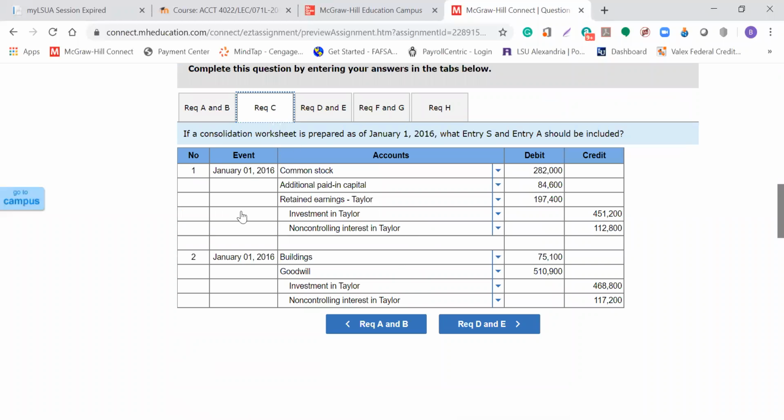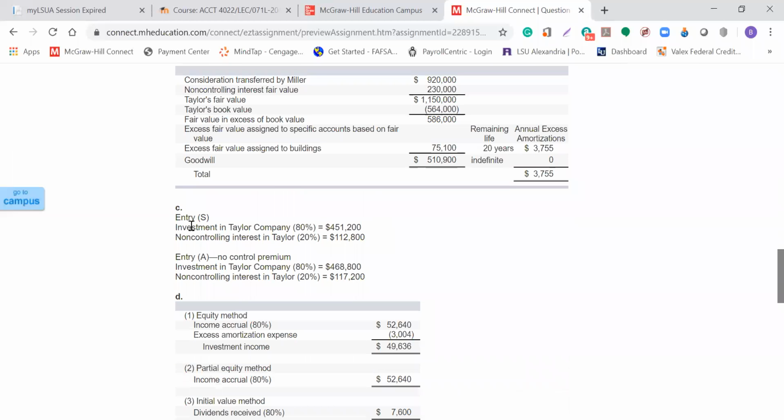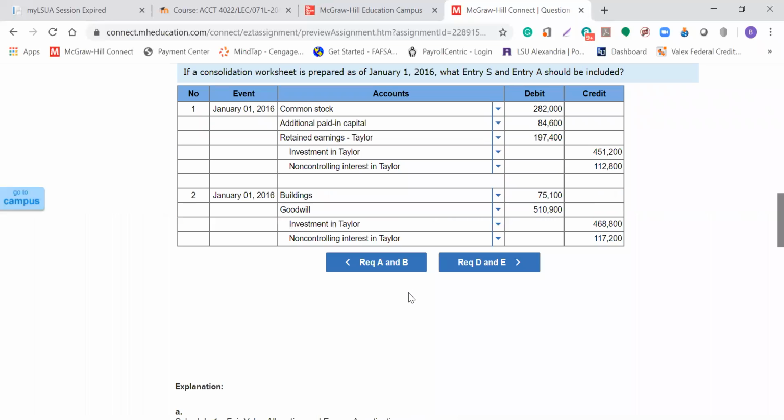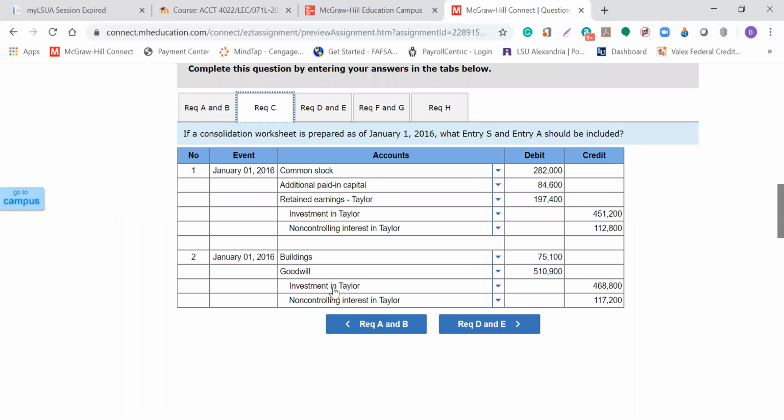Part C wants us to do the consolidated entries for the worksheet. We have to have our investment in Taylor, which is 80%, then our non-controlling interest, which is 20%. There is no control premium for entry A. So you have your investment in Taylor at 80% and your non-controlling interest at, I'm sorry, at $117,200. And those are the identifiable entries.